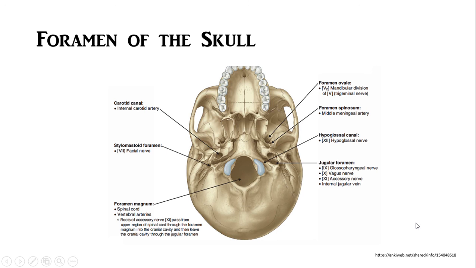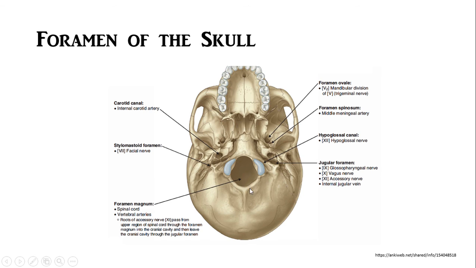So finally I'll go over a few important foramen of the skull. These are really important as we see that some arteries, some veins, and then the cranial nerves also pass through these holes. Here we first have the carotid canal, and that one's an easy one to remember. It has the internal carotid artery that passes through it. Next we have the stylomastoid foramen, which has cranial nerve number 7, the facial nerve, that passes through.